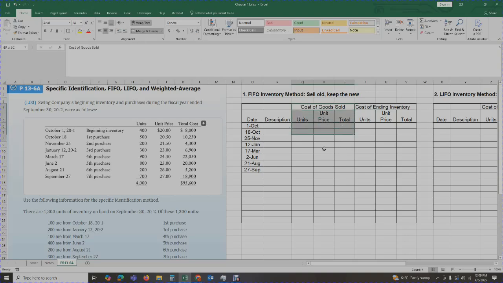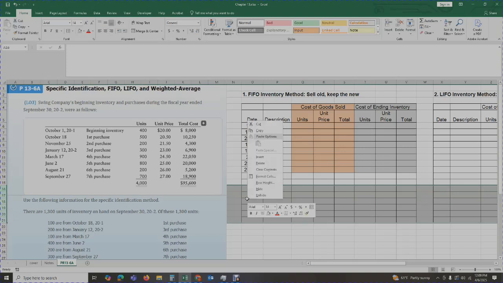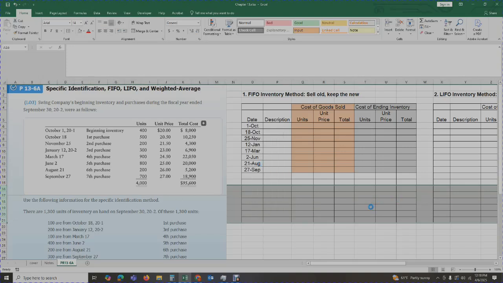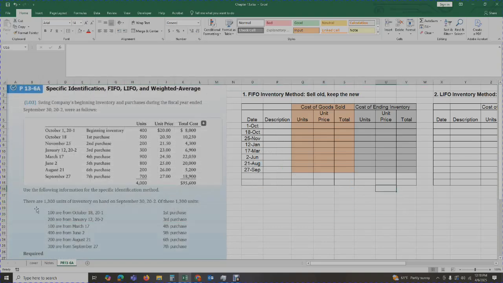So I've got my cost of goods sold, and I'm going to put that in one color, and I've got my ending inventory. Remember, the ending inventory is what we have not sold. The cost of goods sold is what we've sold. Let me delete a couple of these; I don't need that many. According to the problem, we've got 1,300 units remaining. That is going to be your ending inventory.